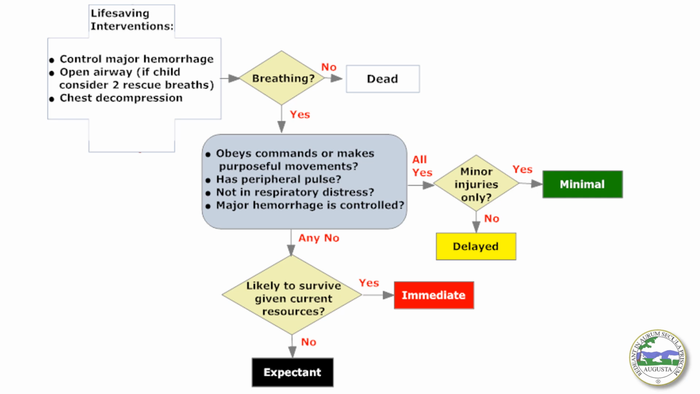Providers should consider whether these patients have injuries that are likely to be incompatible with life given the currently available resources. If the injuries meet this qualification, then the provider should triage these patients as expectant and they should be designated with the color gray. The remaining patients should be triaged as delayed and should be designated with the color yellow.